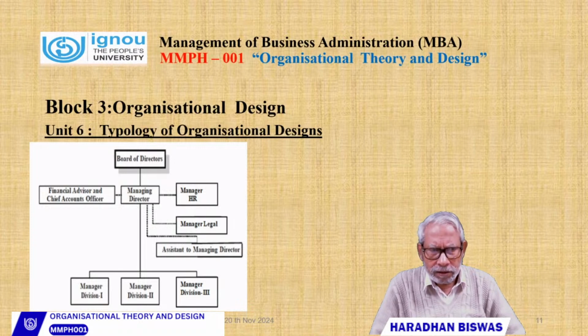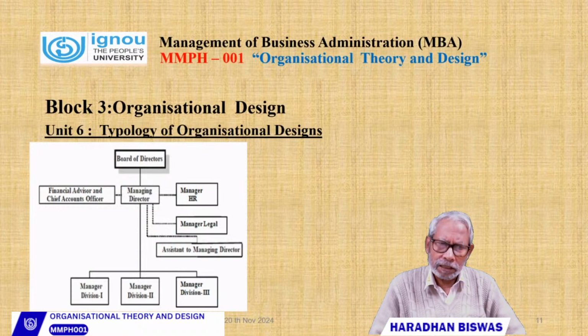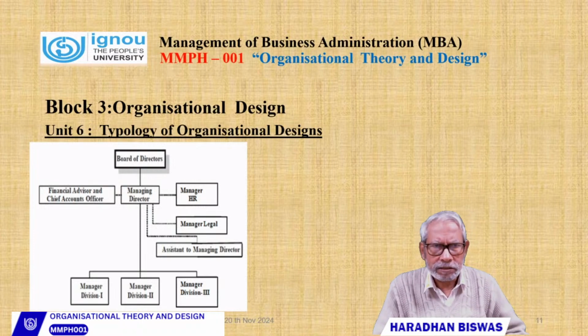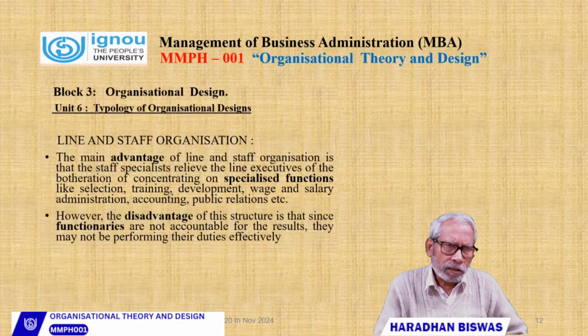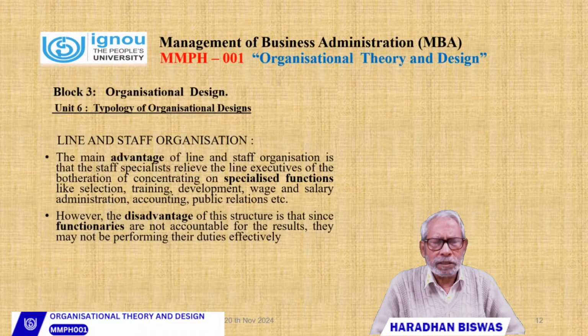And then finally, the lower level, that is manager division 1, manager division 2, and manager division 3. There are 3 divisions. All the divisions are directly reporting to the managing director. So this is one typical layout of an organizational structure, and the way it is designed.